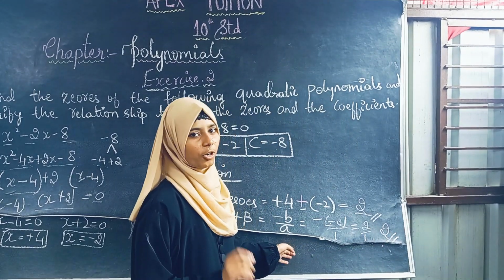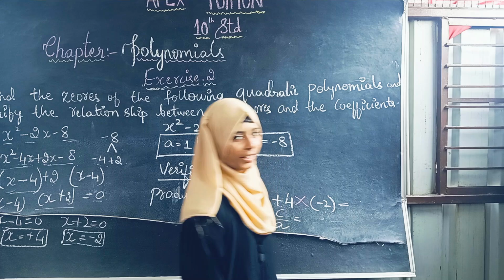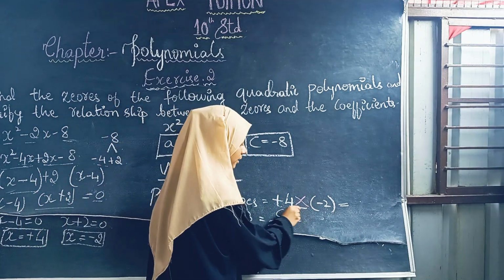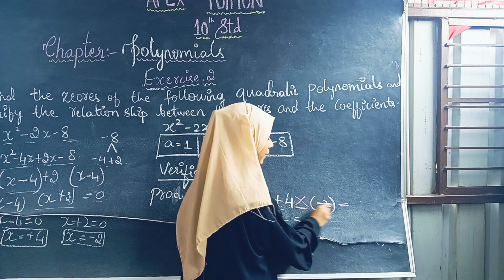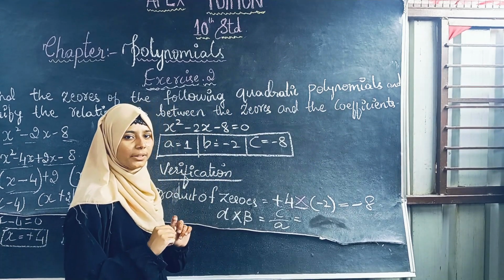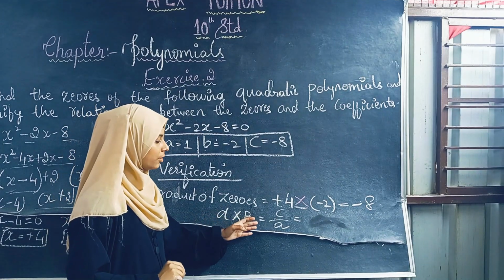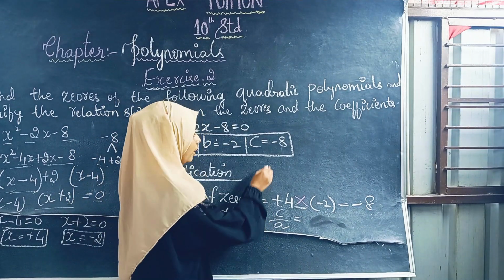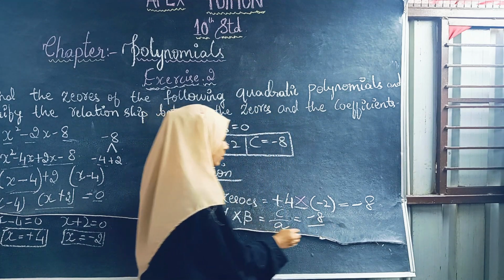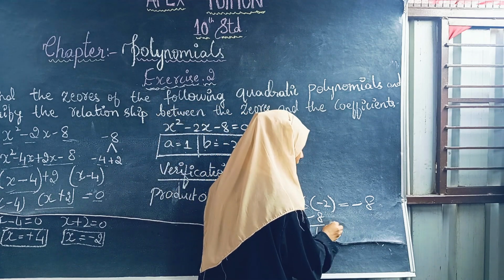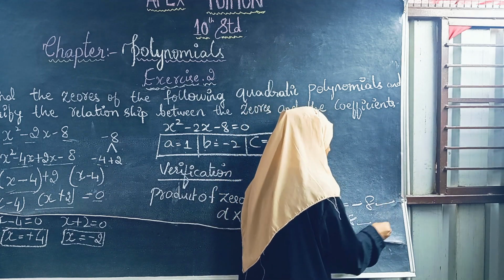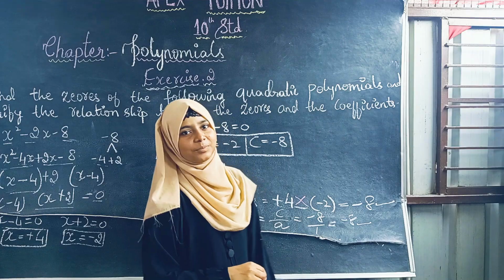Now we have to find the product of zeros. Now let us move to the product of zeros. Here, for the product of zeros we have to multiply. Plus into minus is minus, 4 2s are 8. Here, let us solve by the formula method. The formula is alpha into beta is equal to c by a. Now the value of c is minus 8 and the value of a is only 1. Minus 8 by 1 we can write as minus 8. We will get this answer and this answer the same. The product of zeros is minus 8.